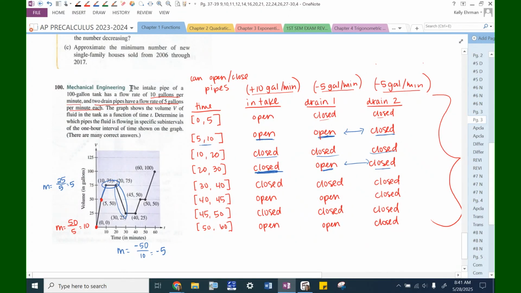On our AP test, they like to give us problems where maybe they tell us what's happening with the drains and we have to pick the correct graph, that kind of thing.